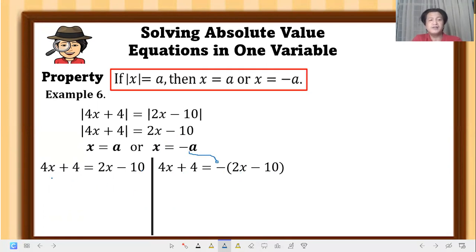Okay, with that, unahin natin to. 4x plus 4 is equal to 2x minus 10. Okay, para mas madali, lahat ng may x, ilagay natin dun sa left side.